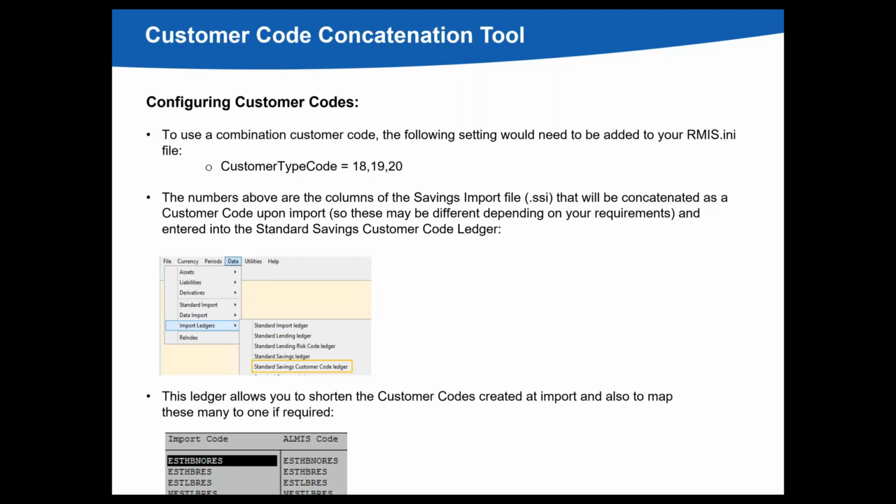Once you've completed the Almis code column of the ledger, you can reload your savings file, and then all the records will come into the system with the Almis code populated into the customer code field of your data.